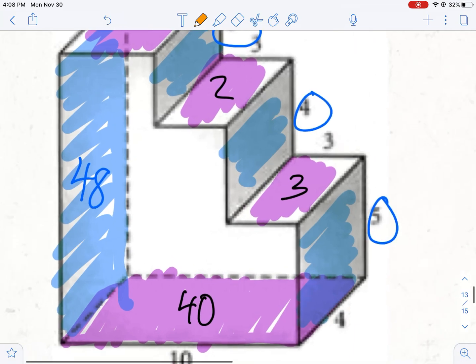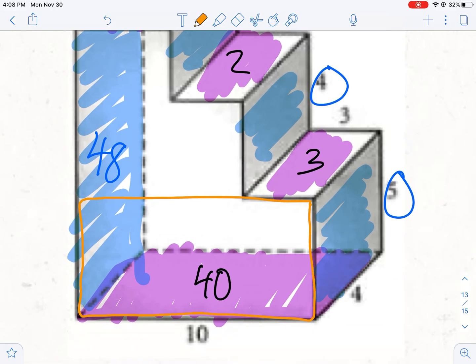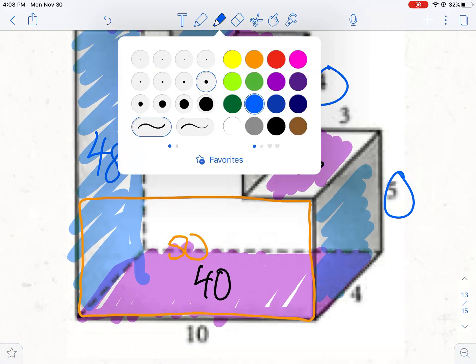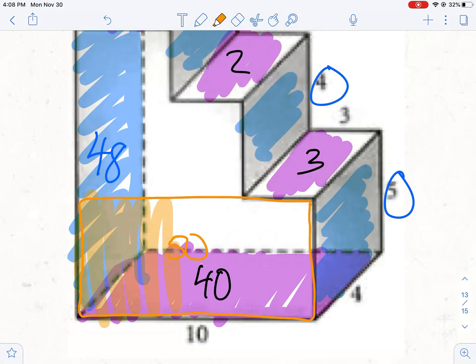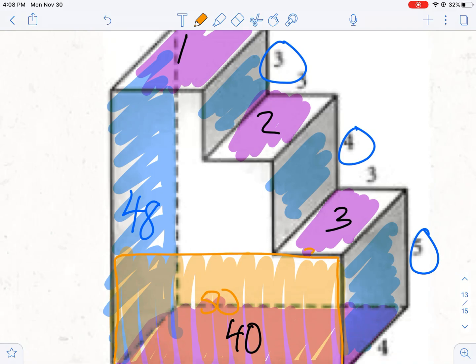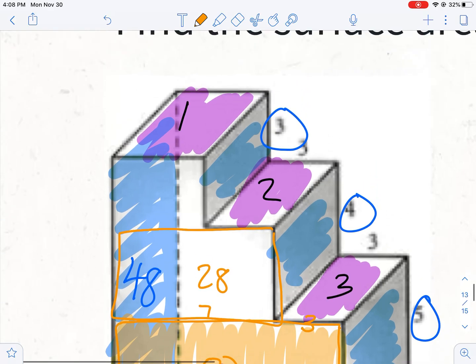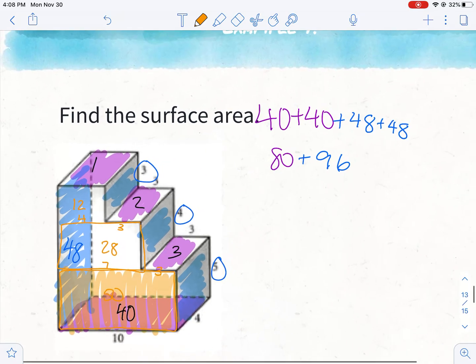And then I just have to worry about the front and the back. So I'm going to split them into rectangles and add them up. I'm going to have 5 times 10 is 50 for this much of the front. This much is 3. So since the whole thing is 10, this much must be 7. 7 times 4 will be 28. The whole thing was 7, and this much was 3. So this must be 4, and 4 times 3 is 12.